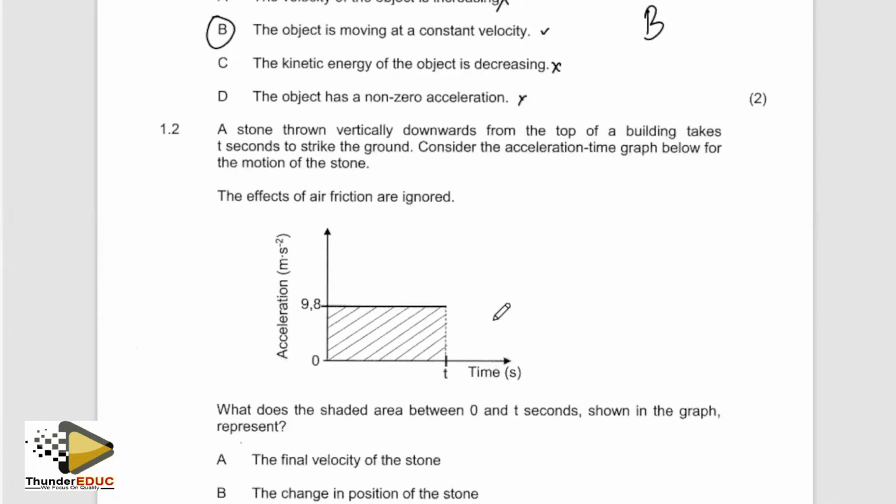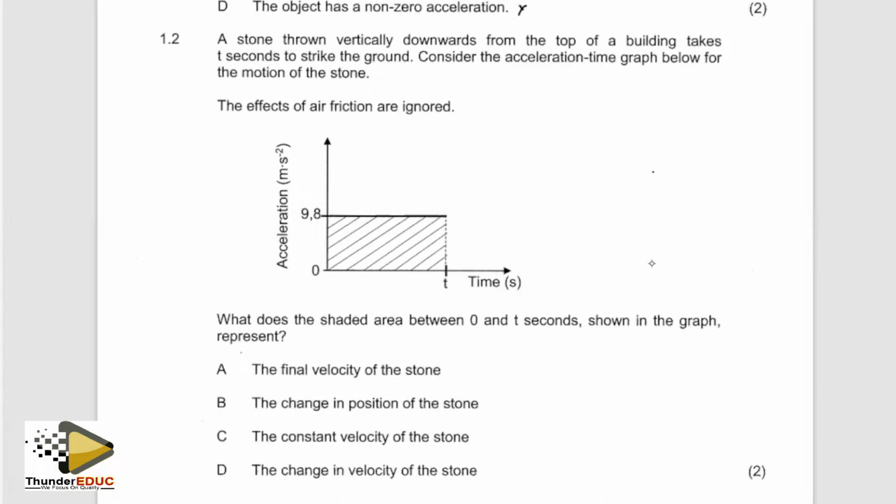Then 1.2, they're telling us that a stone is thrown vertically downwards from the top of a building and takes 2 seconds to strike the ground. If we consider the acceleration-time graph below, ignoring the effects of friction, what does the shaded area between 0 and t represent on the graph?